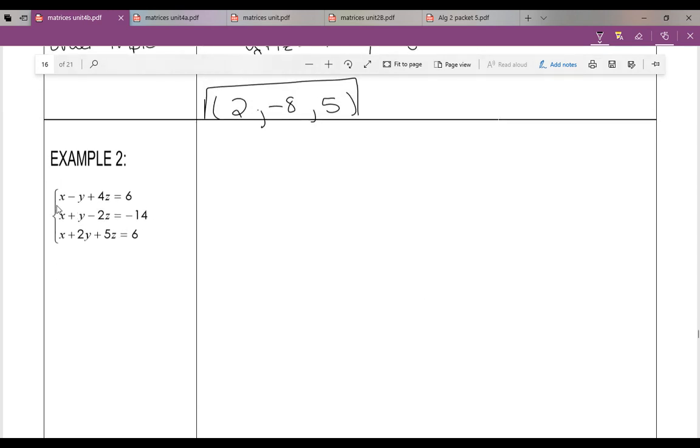So notice in this one, we have all 3 x's, all 3 y's, all 3 z's. So we don't get lucky. We don't get started with any of the zeros. So the first thing I'm going to do, write down the row echelon form. So that's 1, negative 1, 4, and 6. 1, 1, negative 2, negative 14. 1, 2, 5, and 6.